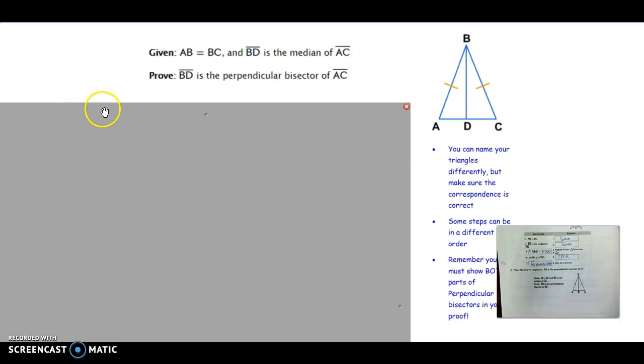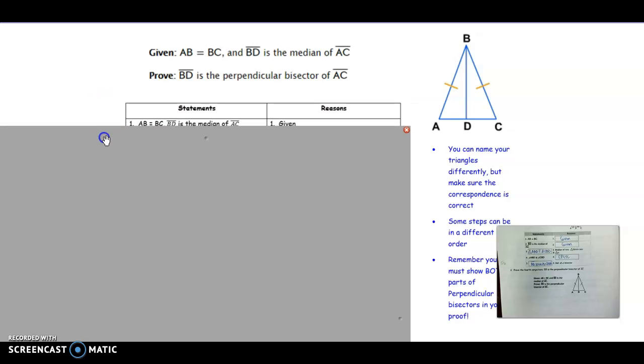Okay, so in my proof, of course, I would start with the given information, and that is AB is equal to BC, and segment BD is the median of segment AC. You could put this in 2 different steps. That would be fine as well, but you can put them all in one step as well.